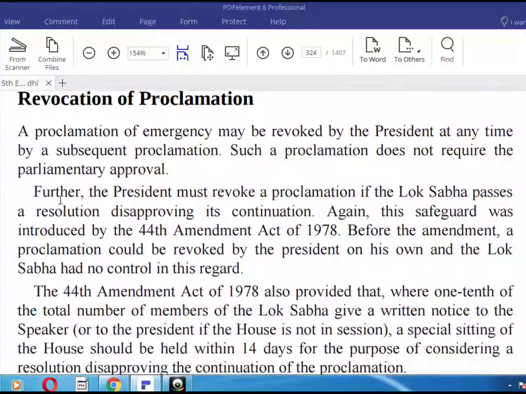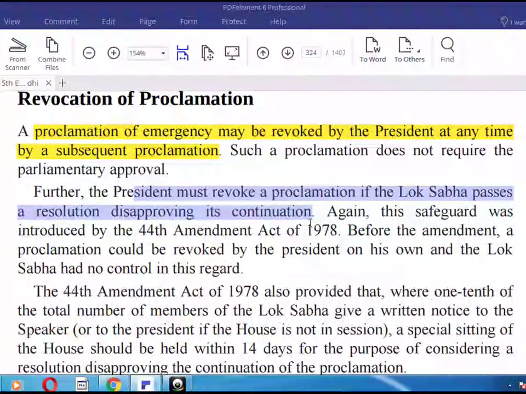Revocation of proclamation. A proclamation of emergency may be revoked by the President at any time by a subsequent proclamation. Such a proclamation does not require parliamentary approval. Further, the President must revoke the proclamation if the Lok Sabha passes a resolution disapproving its continuance. This safeguard was introduced by the 44th Amendment Act 1978.